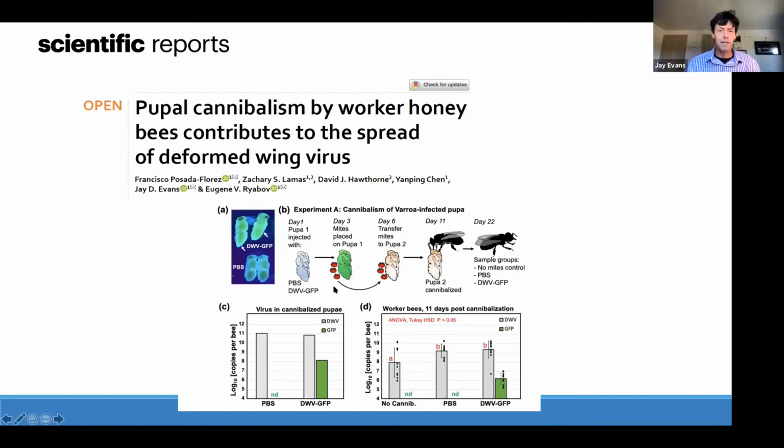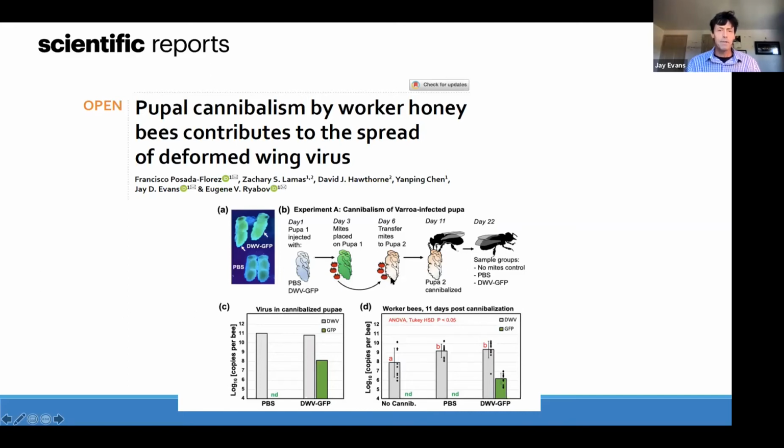It's a look at using labeled virus, so we know that virus over time. We know it's not one that was just latent and popped up. Getting mites infected with it, and then those mites are put upon clean pupae here.